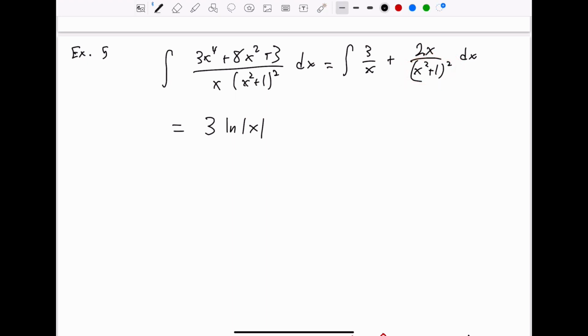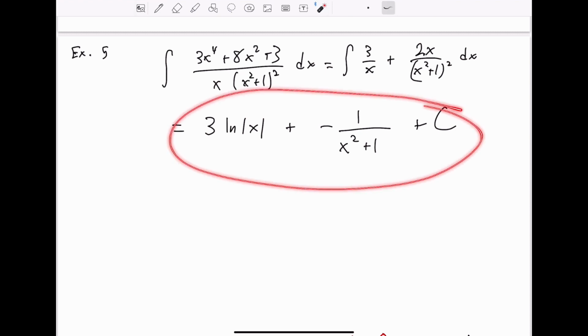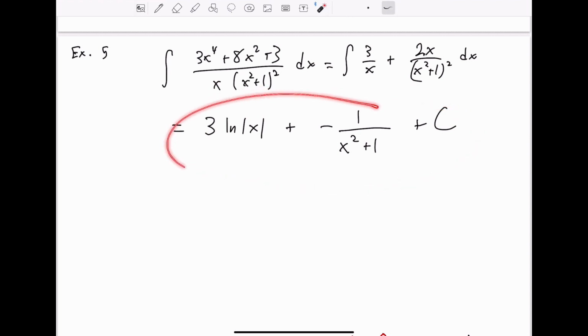You could double check this answer on your own. I encourage you to do that. But we will get negative 1 divided by x squared plus 1. We add a plus c, and that is our answer. If you take the derivative of this expression and then add the fractions together and simplify, you will obtain the original rational function.